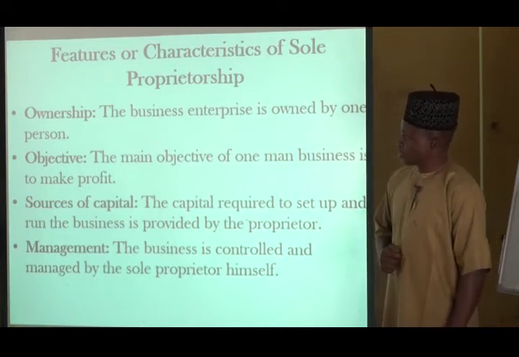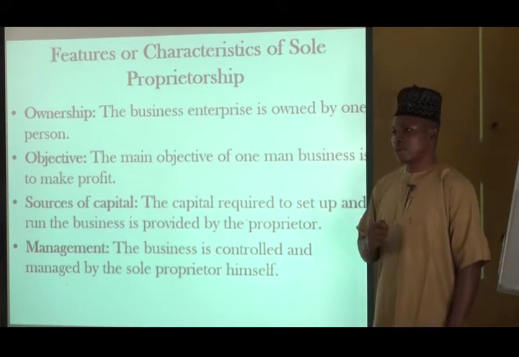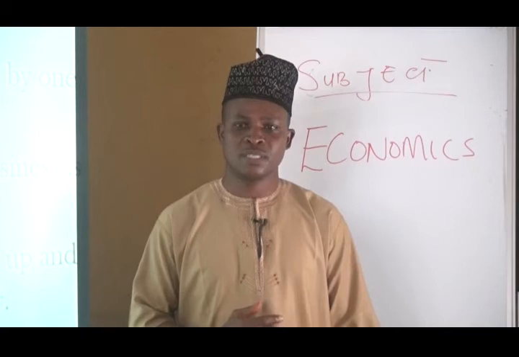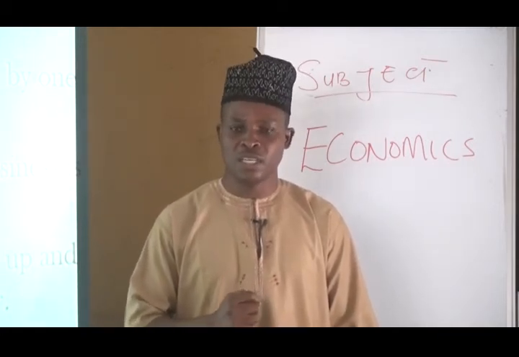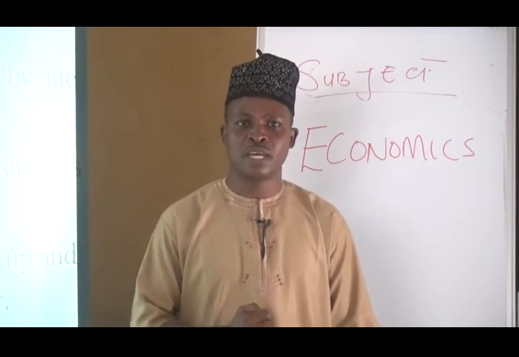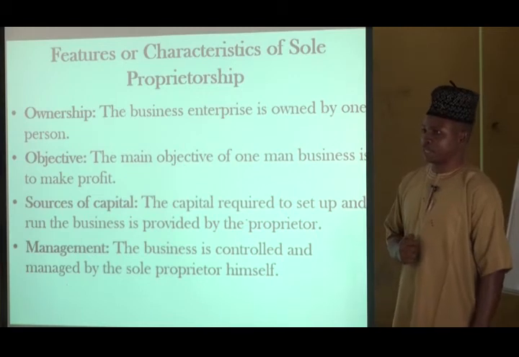Now, the next feature, objectives. The main objective of one-man business is to make profit. That is just the primary objective of one-man business, for him to be able to make profit. The next feature is source of capital.